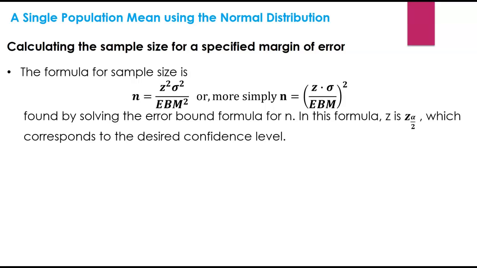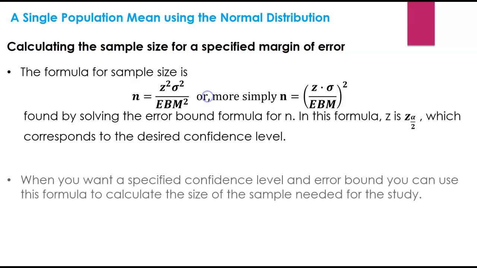So the formula for sample size is n equals z squared sigma squared over the error bound squared, or more simply, just n equals z times sigma over EBM, the quantity squared. This is found by solving the error bound formula for n. In this formula, z is actually z of alpha over 2, which corresponds to the desired confidence level, as we did in our previous calculations.